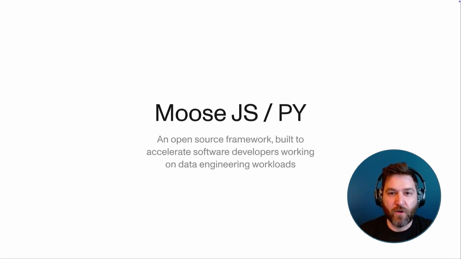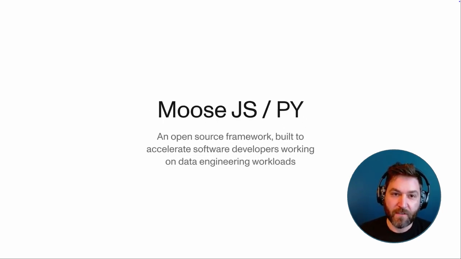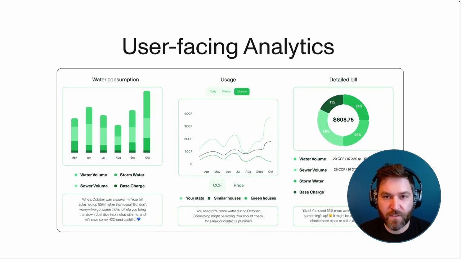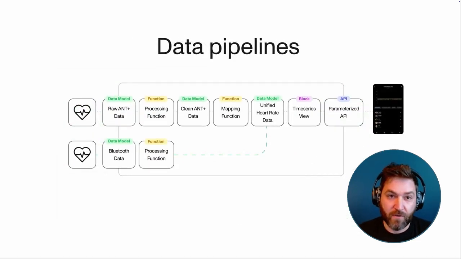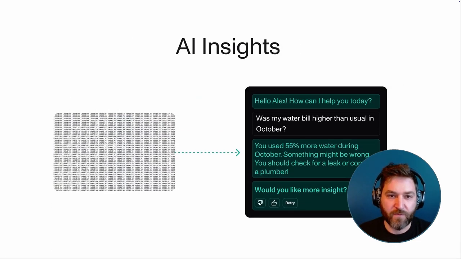So Moose is an open source developer framework built specifically for software developers who are working on data engineering or analytical workloads. In other words, anything from surfacing up charts and dashboards to your end users in your app, to creating data pipelines to power internal analytics, to exposing data to natural language AI to extract insights for you.